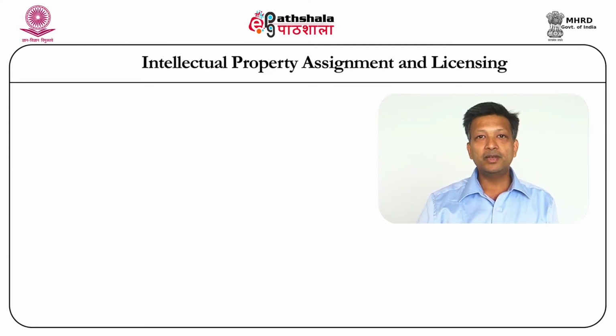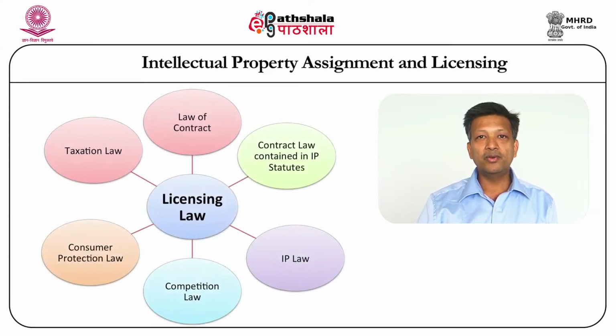So, if we dissect licensing law, what do we find? First, it is comprised of law of contract, because every license has to be a contract first. Now, where is this law of contract contained? This law of contract is primarily contained in a statute in India, which is known as the Indian Contract Act of 1872. Further, this law of contract in case of licenses is also contained within intellectual property statutes.